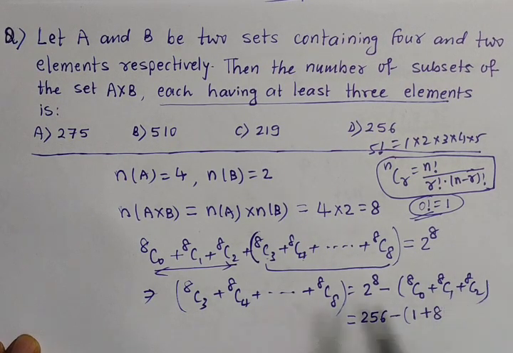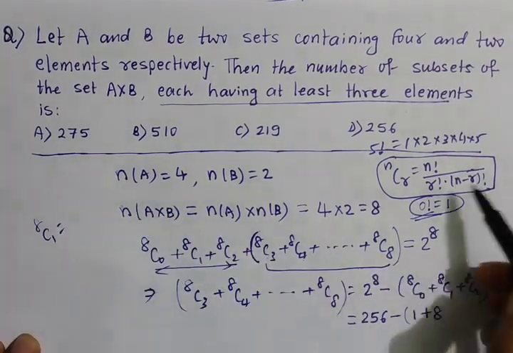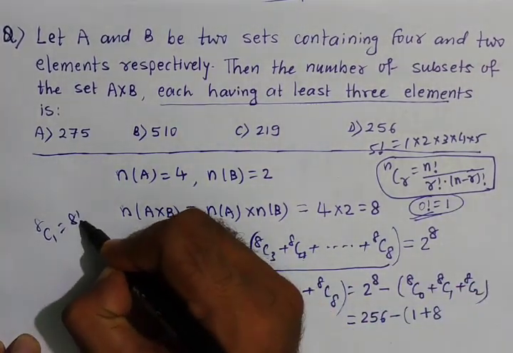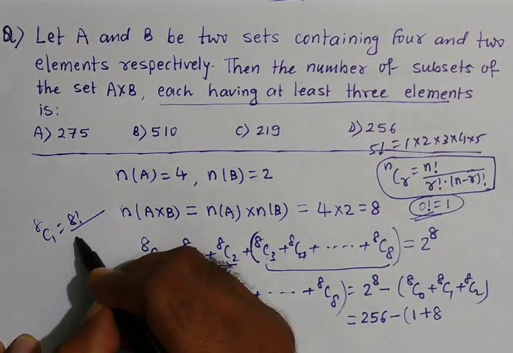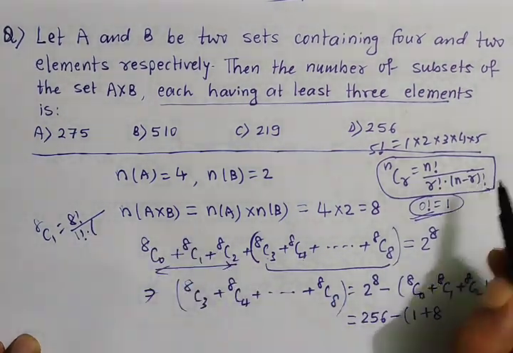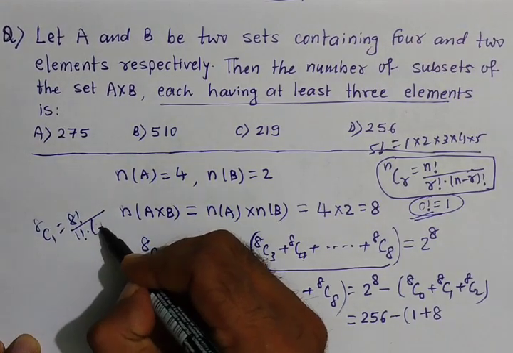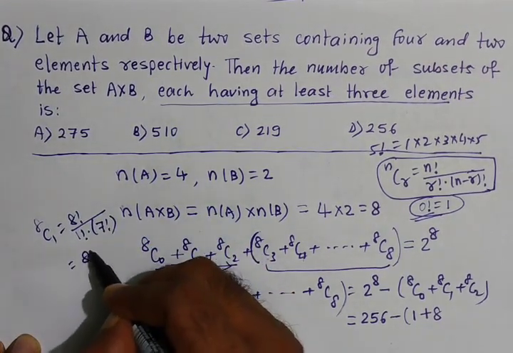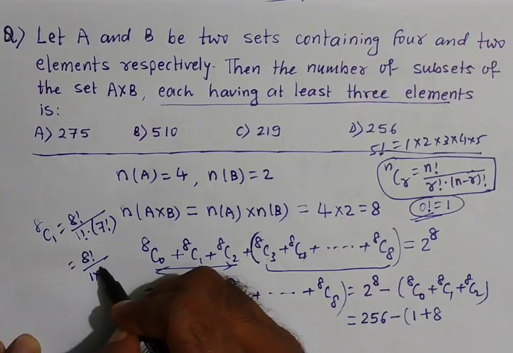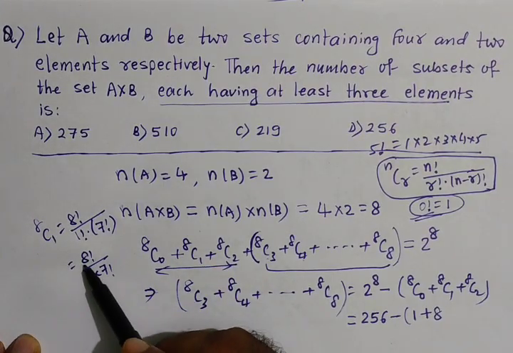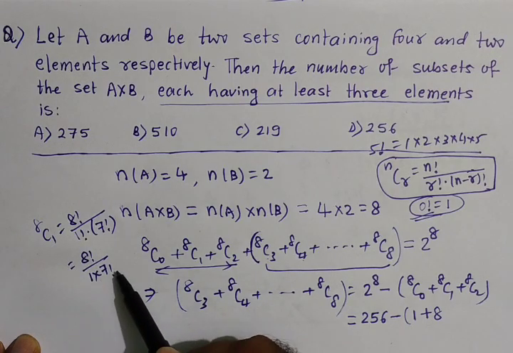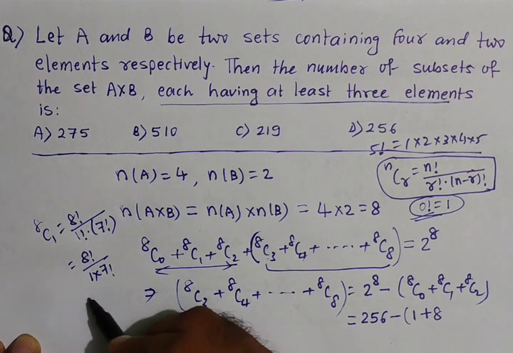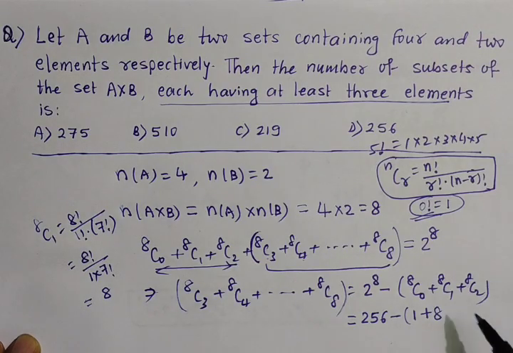So how can we find 8C1? You can apply this formula, n factorial, that is 8 factorial, upon r factorial into n minus r factorial. What is in place of r? We have 1. So 1 factorial into n minus r, that is 8 minus 1, 7 factorial. So this will be 8 factorial upon 1 factorial, which is 1, and 7 factorial. Consider 8 factorial as the product from 1 to 8, and 7 factorial is 1 to 7. So 1 to 7 we can cancel out. What will we get? 8 only. So that's why 8C1 is 8. Similarly, you can find 8C0, that is 1.